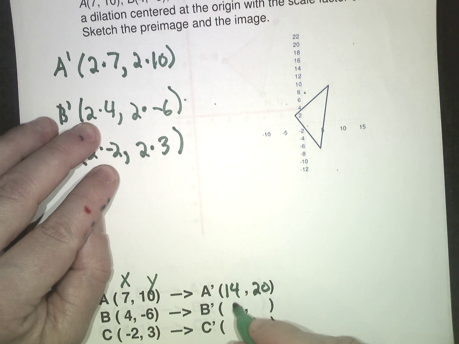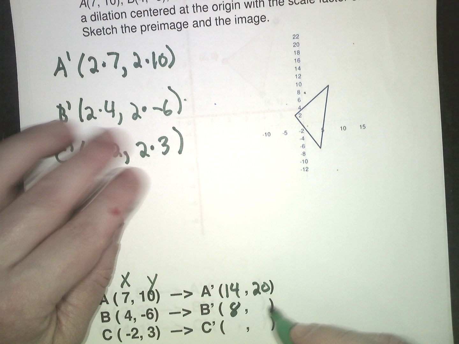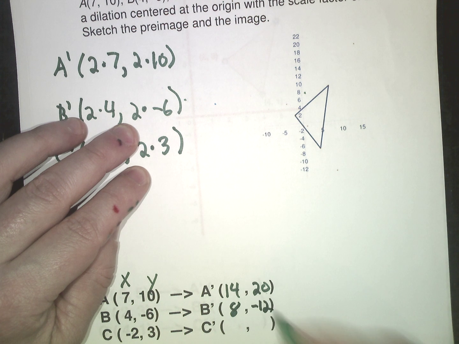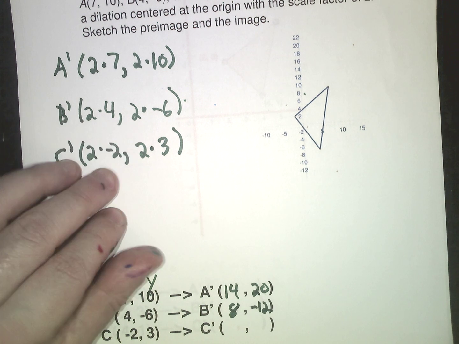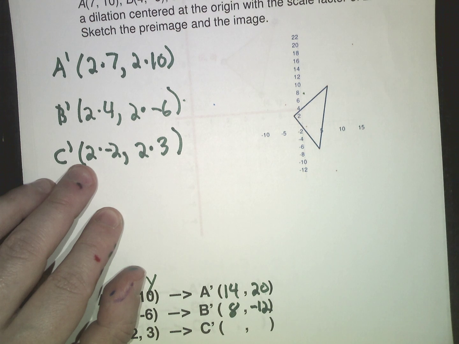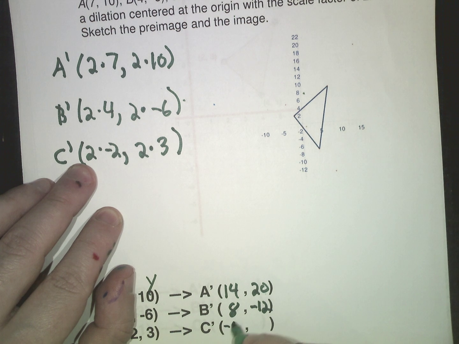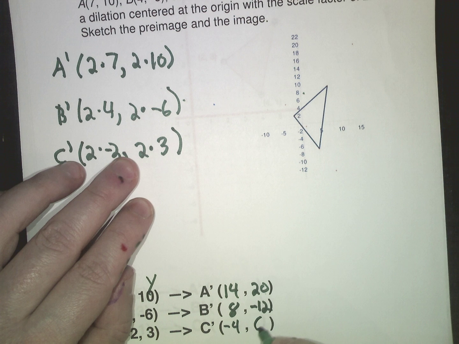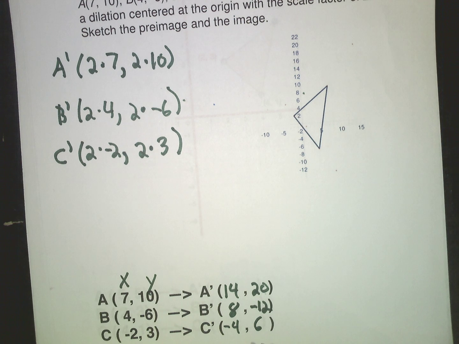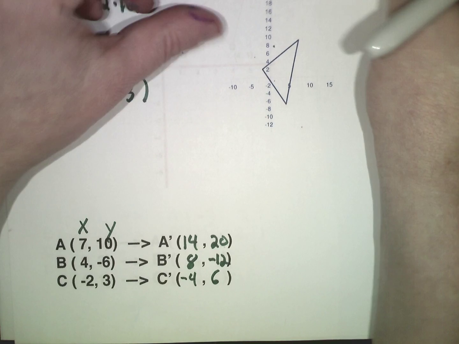2 times 4, 8. 2 times negative 6, negative 12. 2 times negative 2, negative 4. And 2 times 3 is 6. That was all there is to it. Now, we put this in.